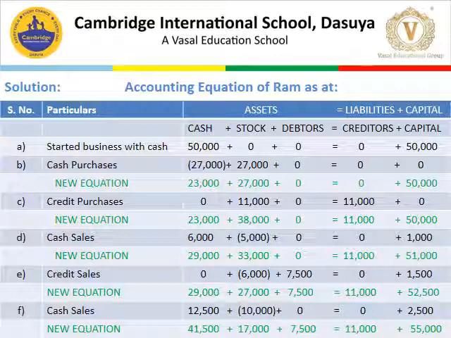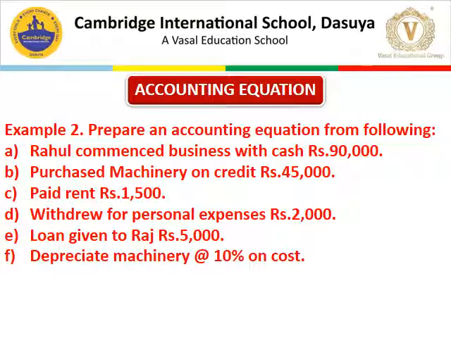and creditors remain as they are, 11,000, and capital 55,000 after adding the profit. The total of assets and liabilities comes to rupees 66,000 on both sides. Let's move to the next question.